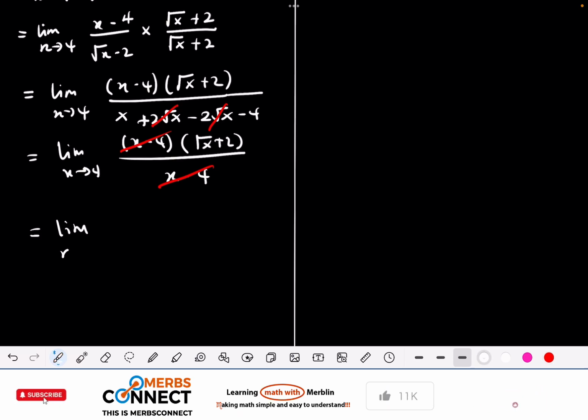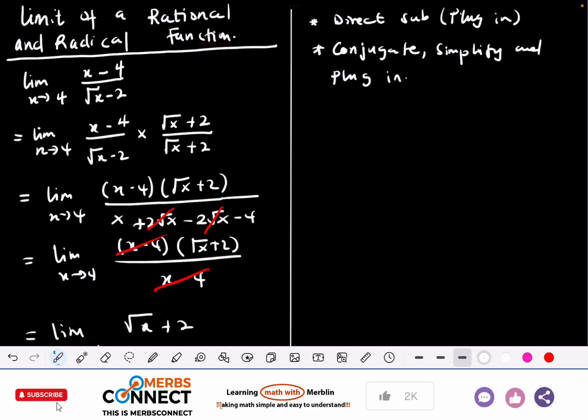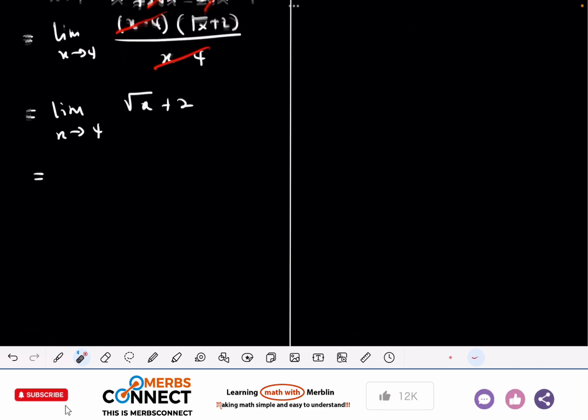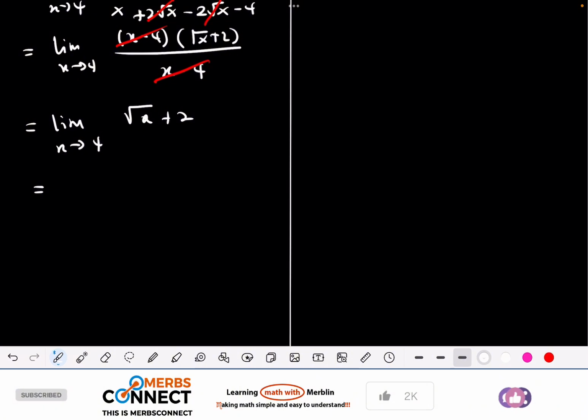limit as x approaches 4, then root of x plus 2. And now after the simplification, we do what? Plug in. So now let's go and do the plug in and see. Now I plug the 4 in here. I'm going to have root of 4 plus 2, and this one will be 2 plus 2, which is going to give us 4.